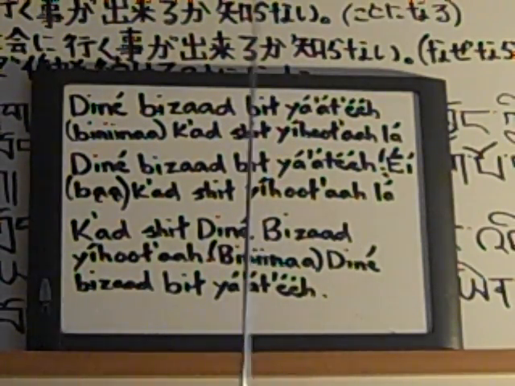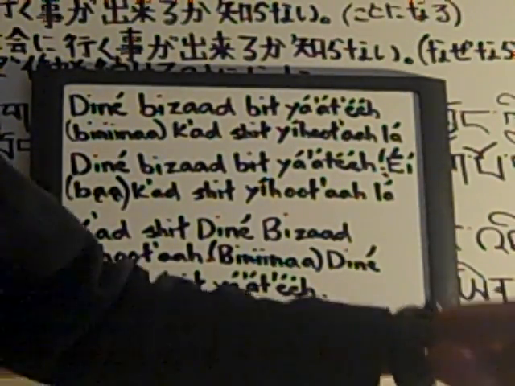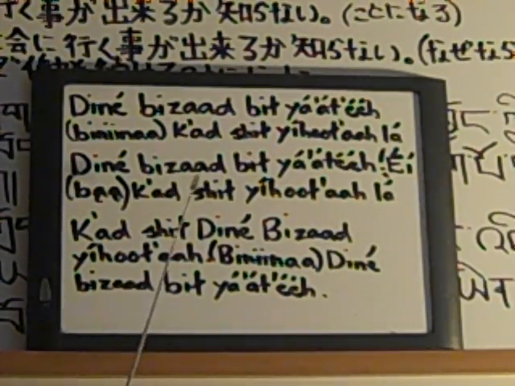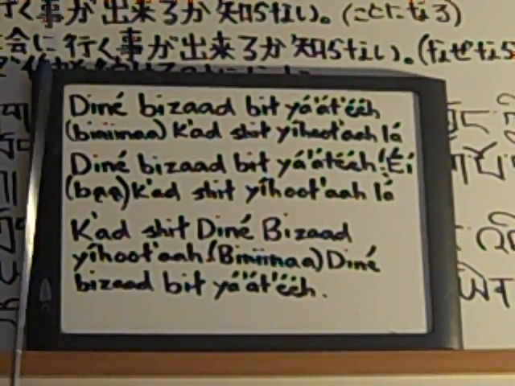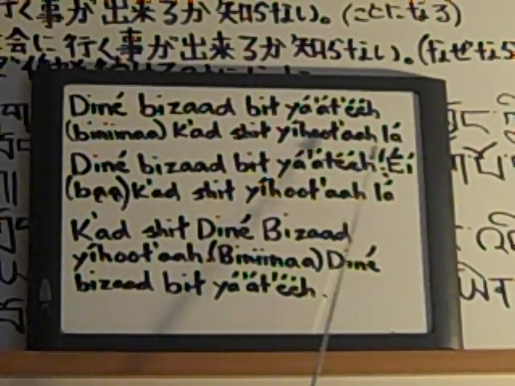Now a is like that. So when you say a ba, that means for that reason. So for that reason, a ba ka shich yehosh ala. So for that reason, he or she is studying with me now. Dinebeza bichyat e ba ka shich yehosh ala. Okay, last one.